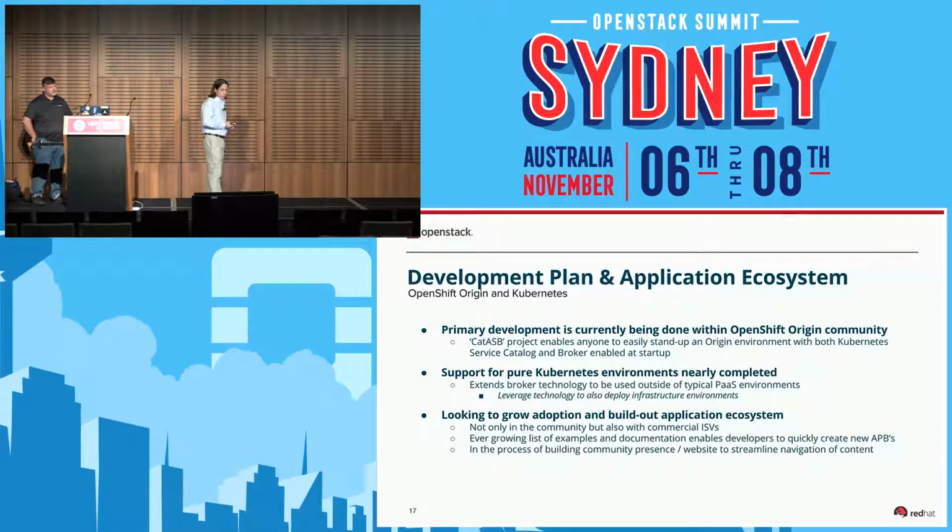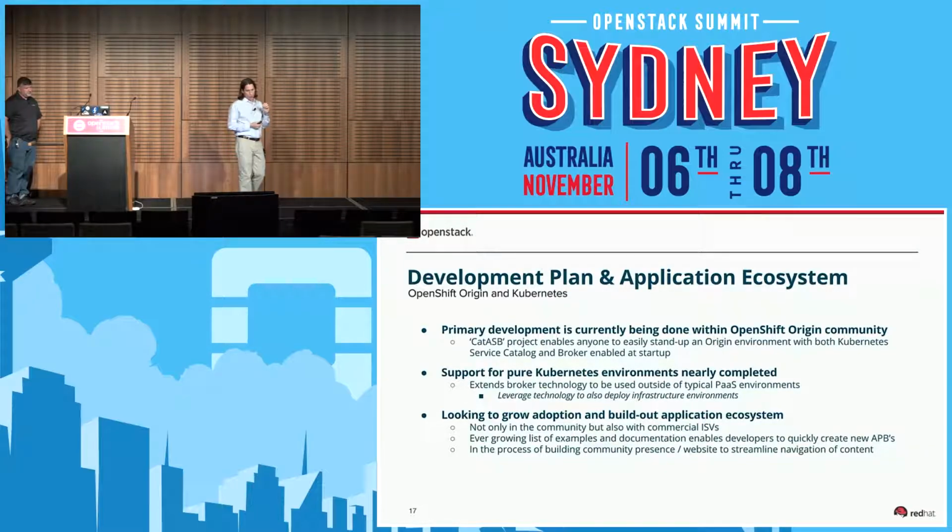So I want to go quickly through the roadmap review. Make sure we get in time here. All the development today is on OpenShift Origin, but we're also doing work to make sure a pure Kubernetes environment is supported. That's probably nearly done. Maybe it's already done since I've been here, but that work's been going on.